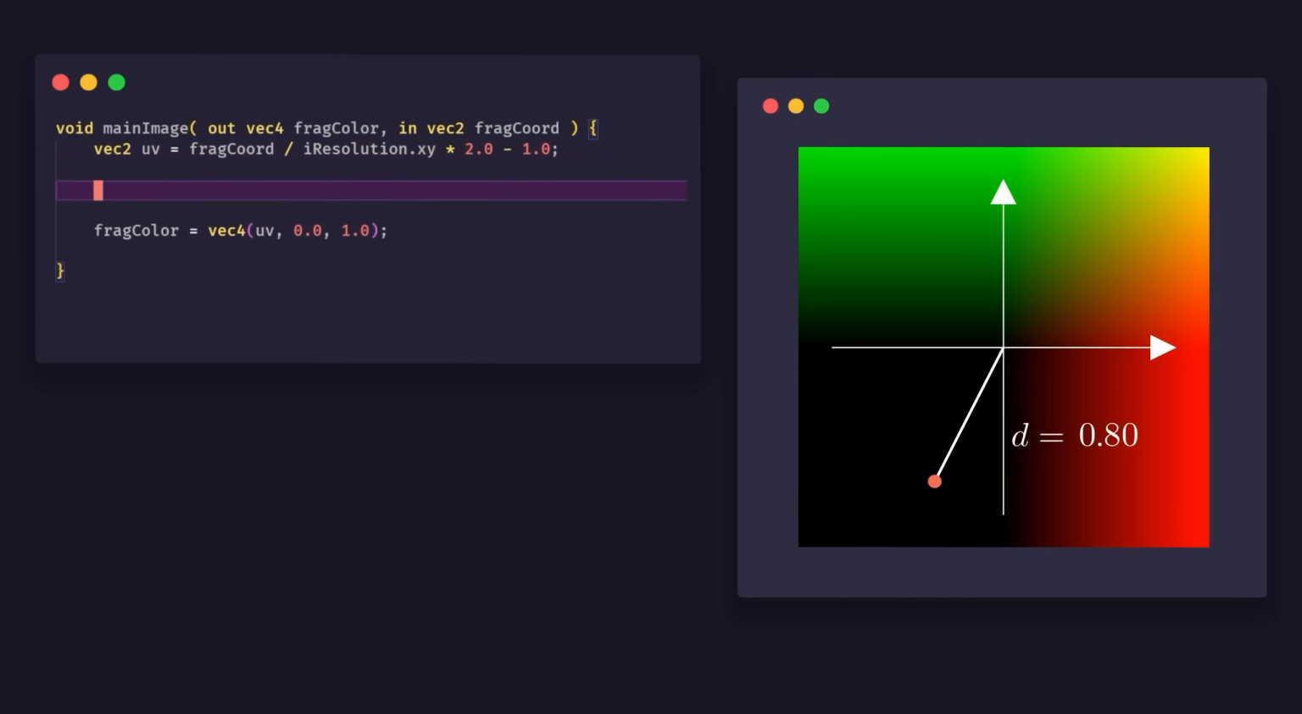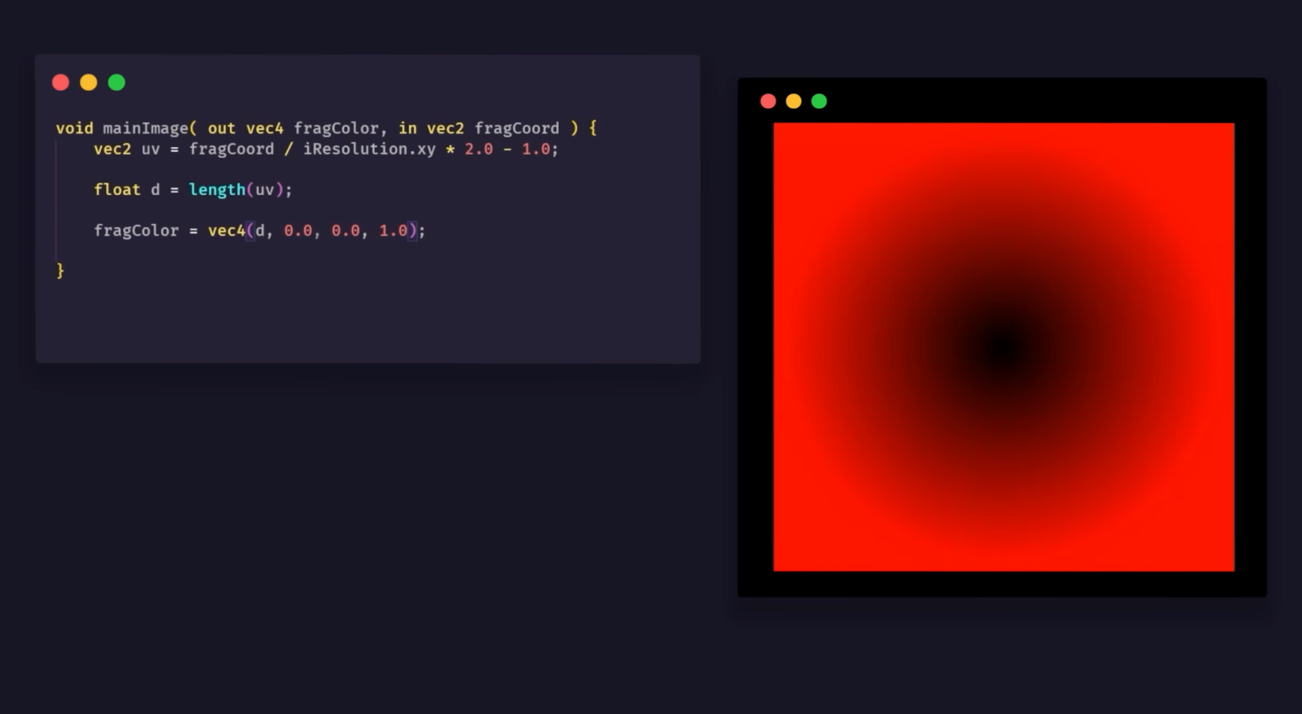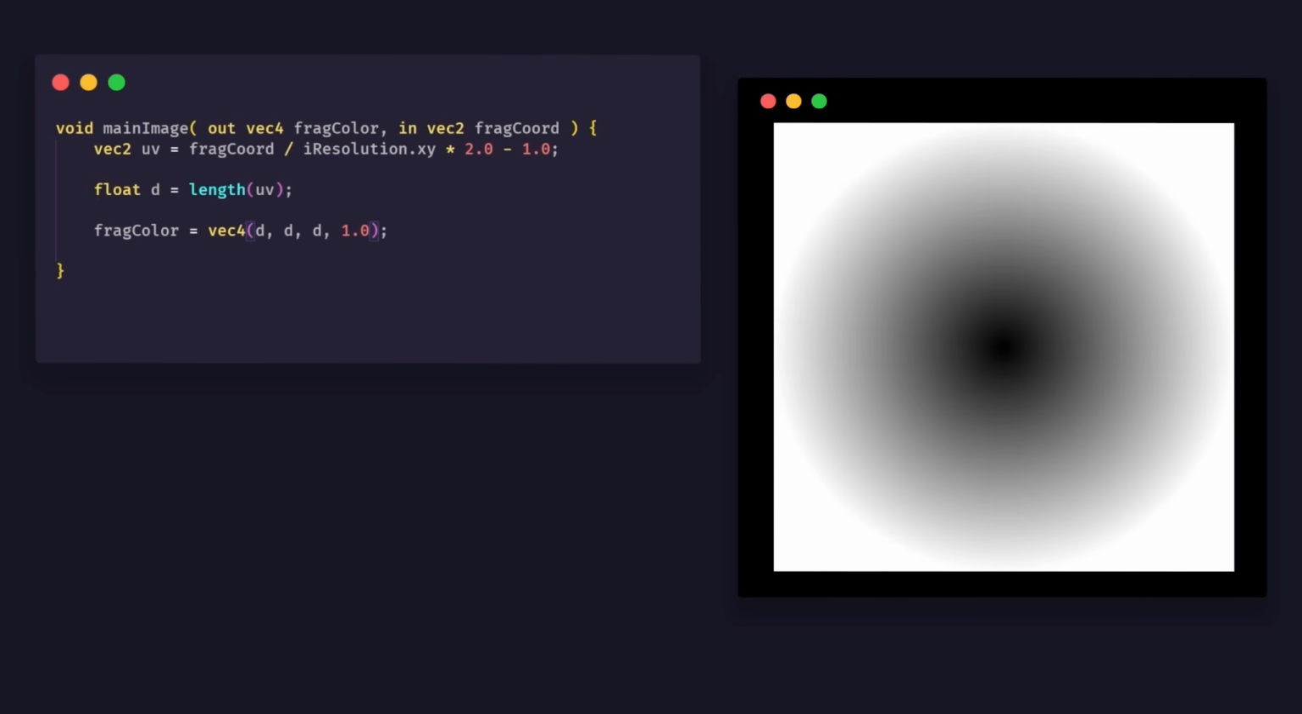I will create a float value, which unlike vectors contains one single decimal number, and assign the length of our UV coordinates to it. By setting the red channel of the output color to this value, we can observe a radial gradient expanding from the center. It represents the distance between each pixel and the origin of the canvas, transitioning from black to red. Alternatively, we can assign this value to all 3 color channels, creating a grayscale gradient.